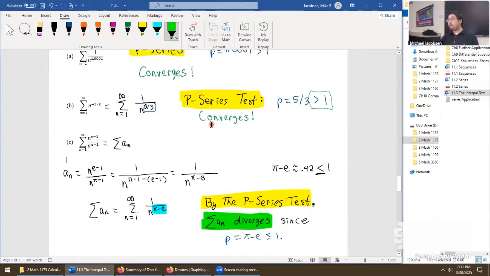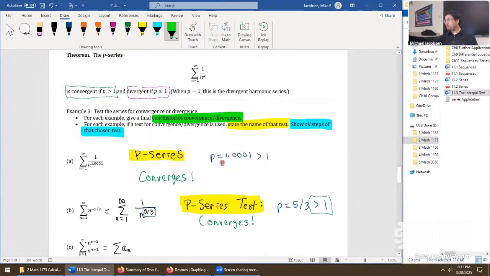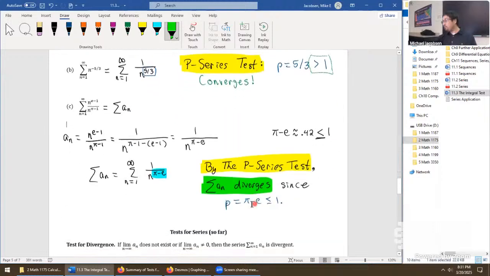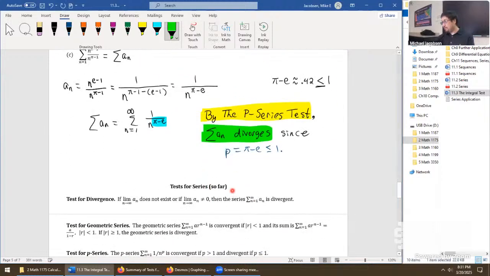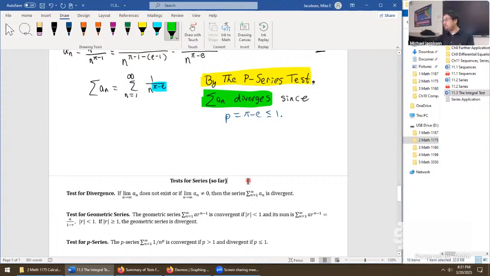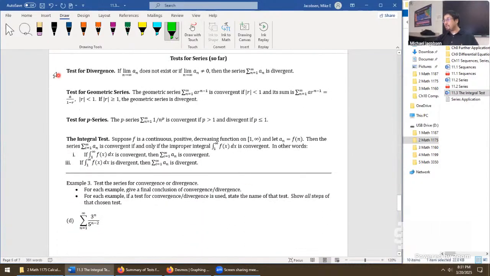Any questions at all, folks, on finalizing that one? Okay, well, power series are great. So are the geometric series and anything that fits into the test for divergence. So far, this is what all of our tests look like. This is everything on the table up to section 11.3. Test for divergence, geometric series, power series, integral test.